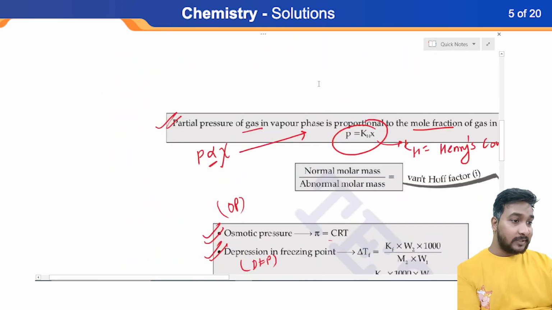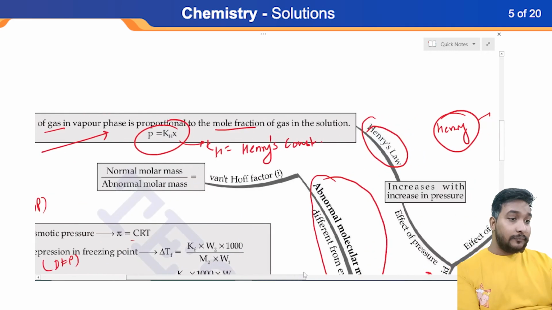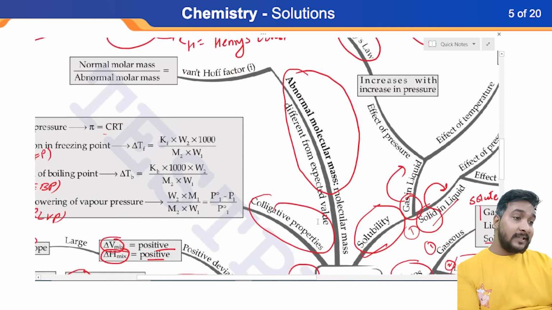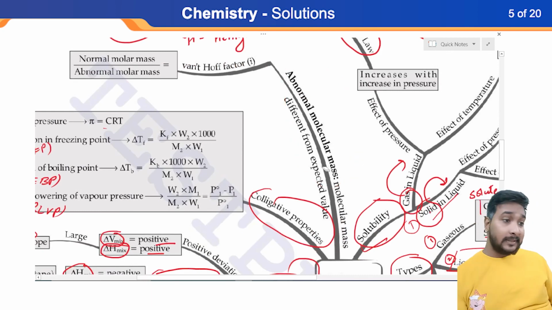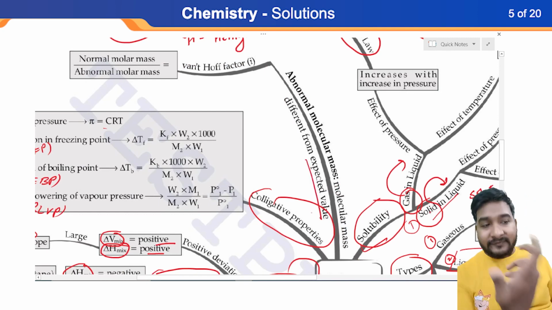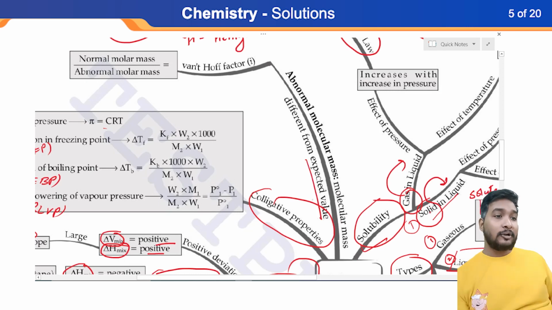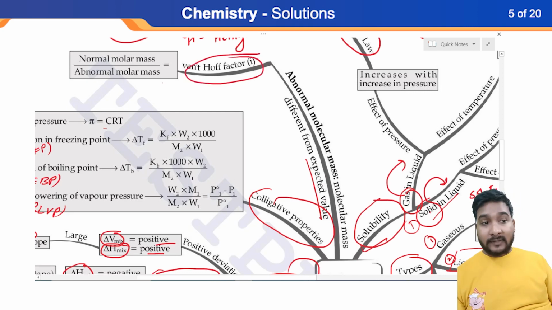Now, to observe the abnormal molecular mass, the simple definition is written here. Abnormal molecular mass is different from the expected value due to some unique features, some special property. To calculate the abnormal molecular mass, we have a simple method called the van't Hoff factor, small i. And how can we calculate the van't Hoff factor? Normal molecular mass over abnormal molecular mass.